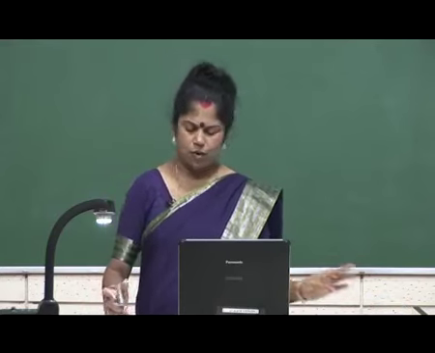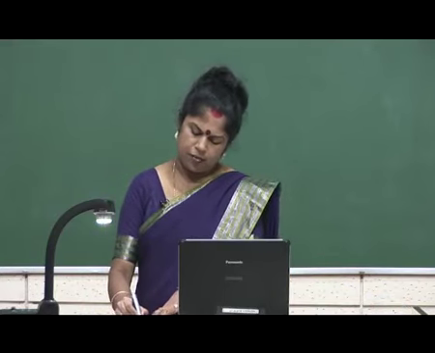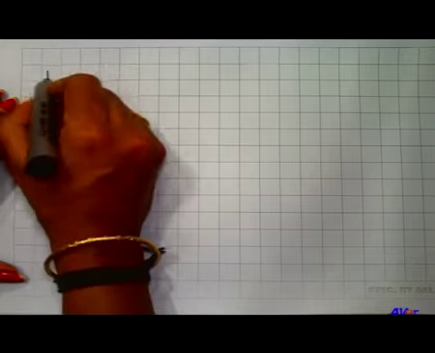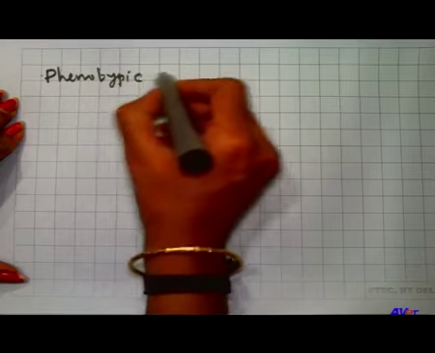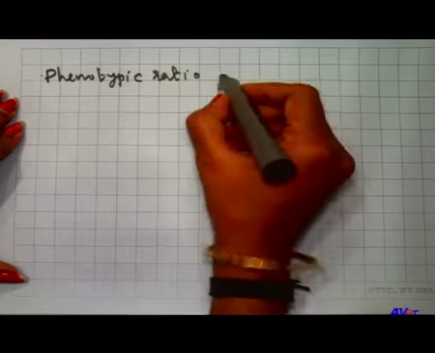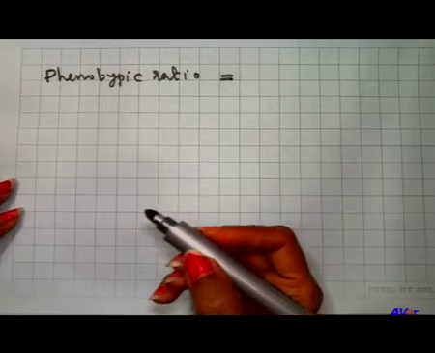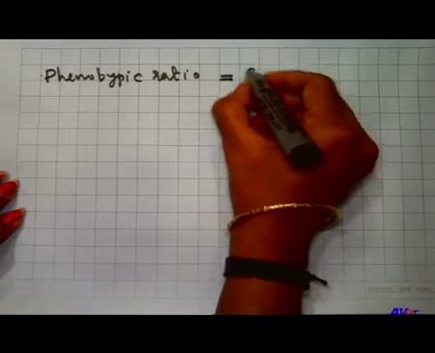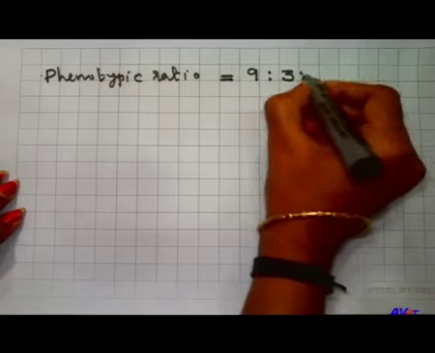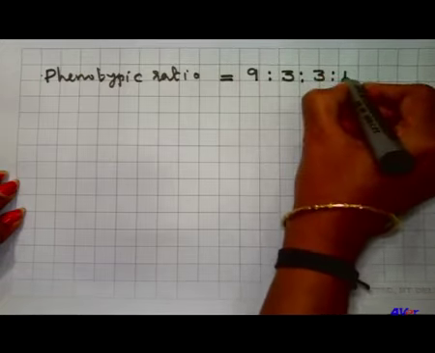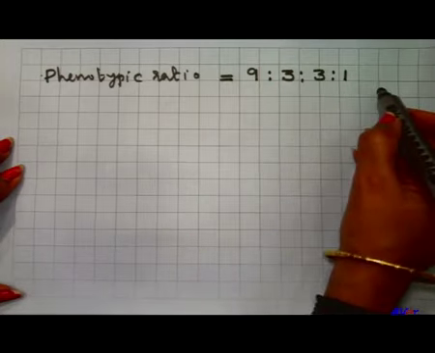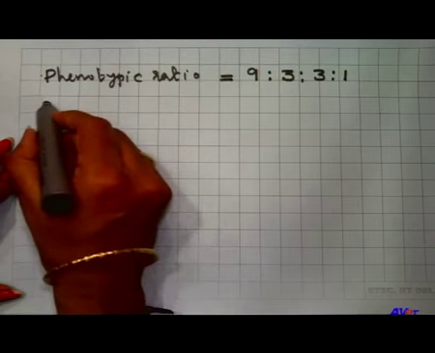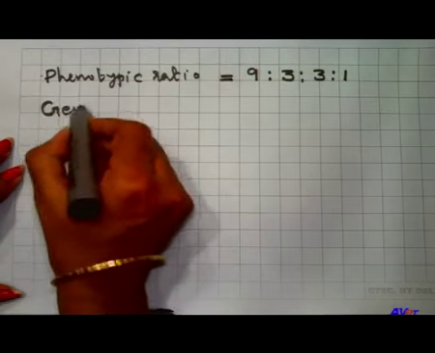So, the phenotypic ratio of an F2 dihybrid cross is 9 is to 3 is to 3 is to 1. Now coming to the genotypic ratio.